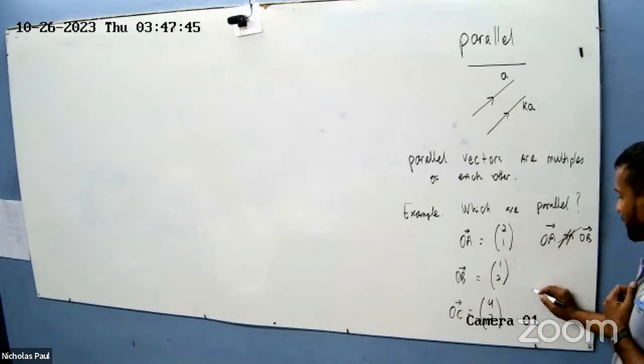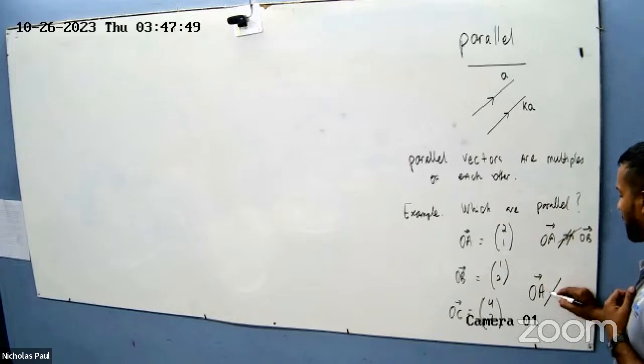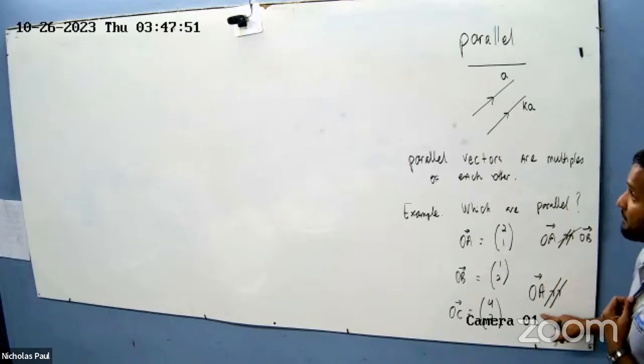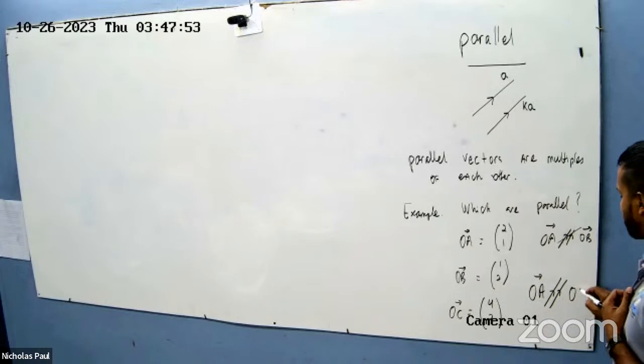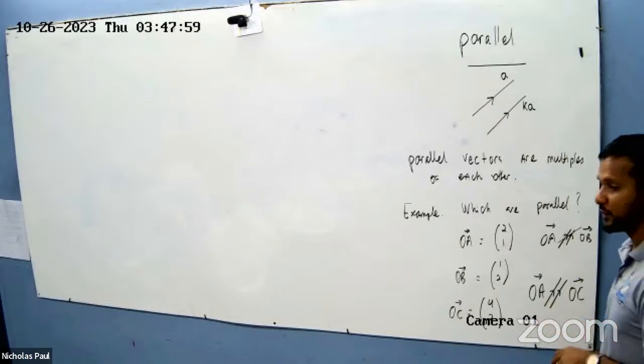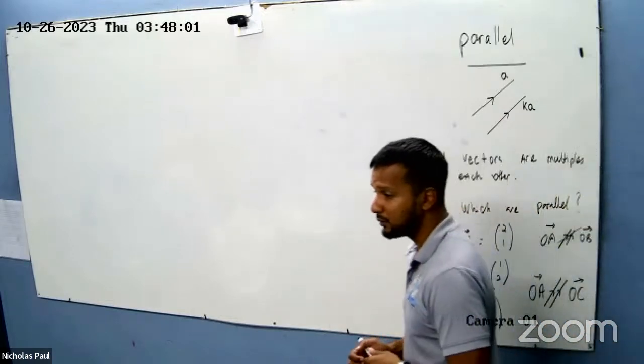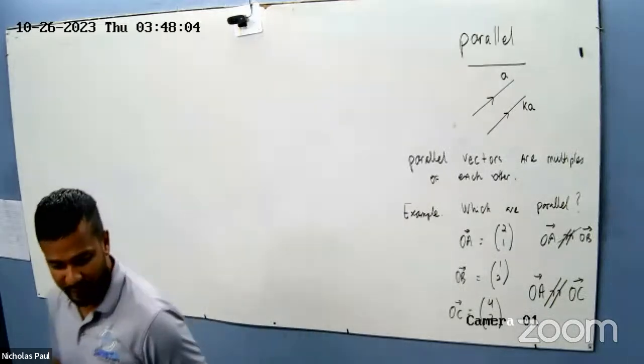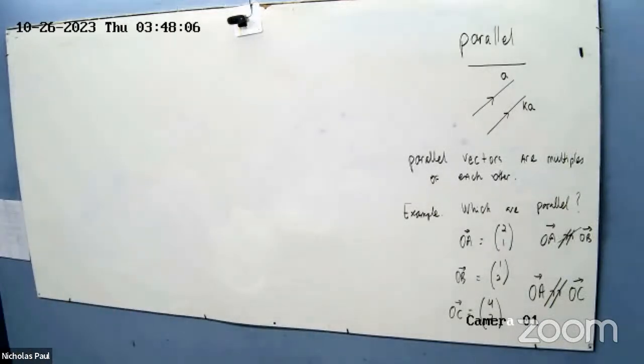So it means that OA is parallel to OC. The symbol for parallel is two arrows. So OA is parallel to OC. All right, copy that down. So to show parallel, they are multiples of each other. Copy it up.